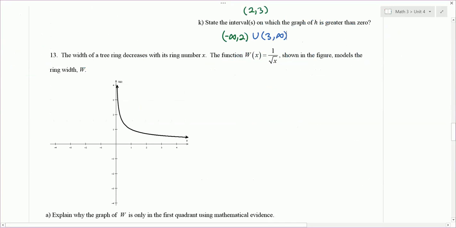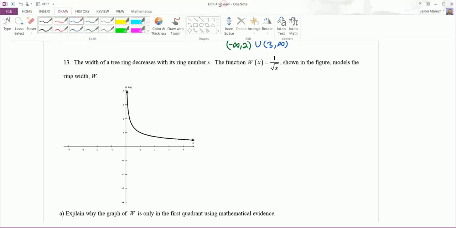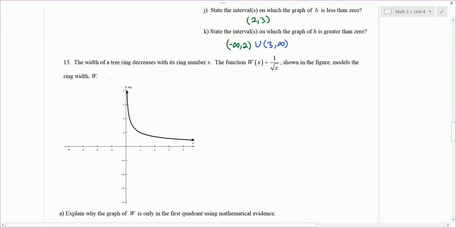Number 13. The width of a tree ring decreases with its ring number x. The function w of x equals 1 over the square root of x, shown in the figure, sorry. So it's already graphed for us, and it models the ring width. Okay, so here we have some context. The width of a tree ring decreases with its ring number x.